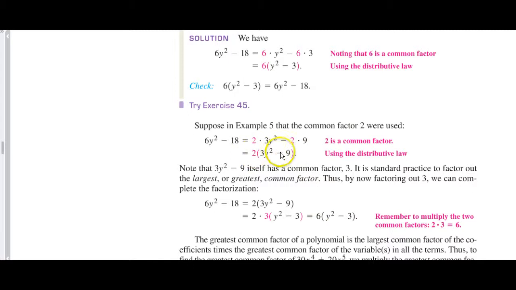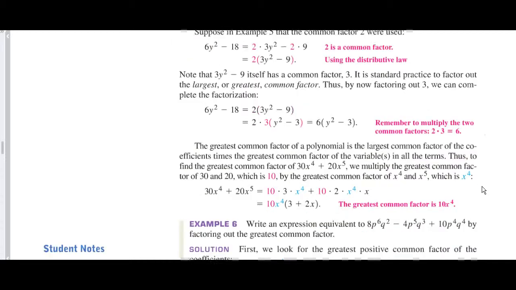Where this is not incorrect, that you've taken out a 2, you haven't taken out the greatest or largest common factor. So when you have something left in a parenthesis that still has a factor you can take out, you didn't take out the greatest common factor. Now, in this parenthesis, there are no more common factors. So let's go on here.